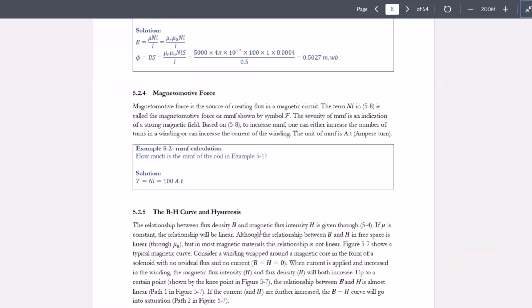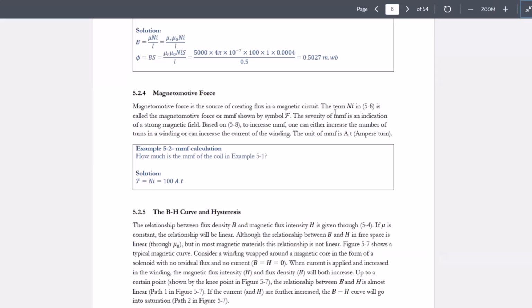We have the magnetomotive force definition. Like in the electric circuits, you have the voltage source that is the source of basically creating everything in your electric circuit, creating current and voltage and power and everything. In the magnetic circuits, it starts from the sources of magnetomotive force. So magnetomotive force is the source of creating the flux in a magnetic circuit.